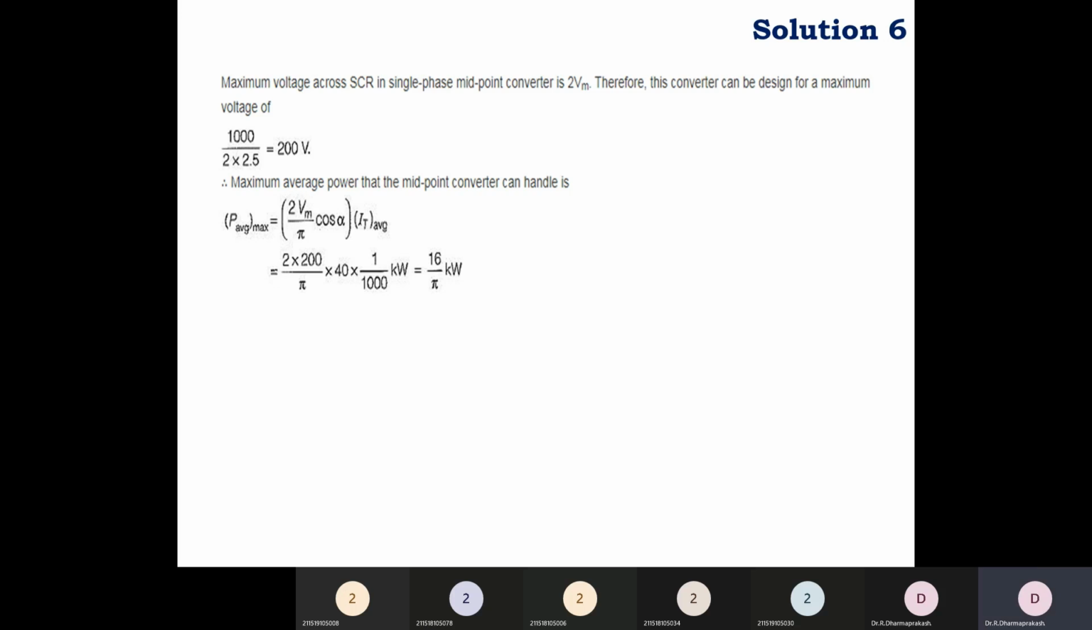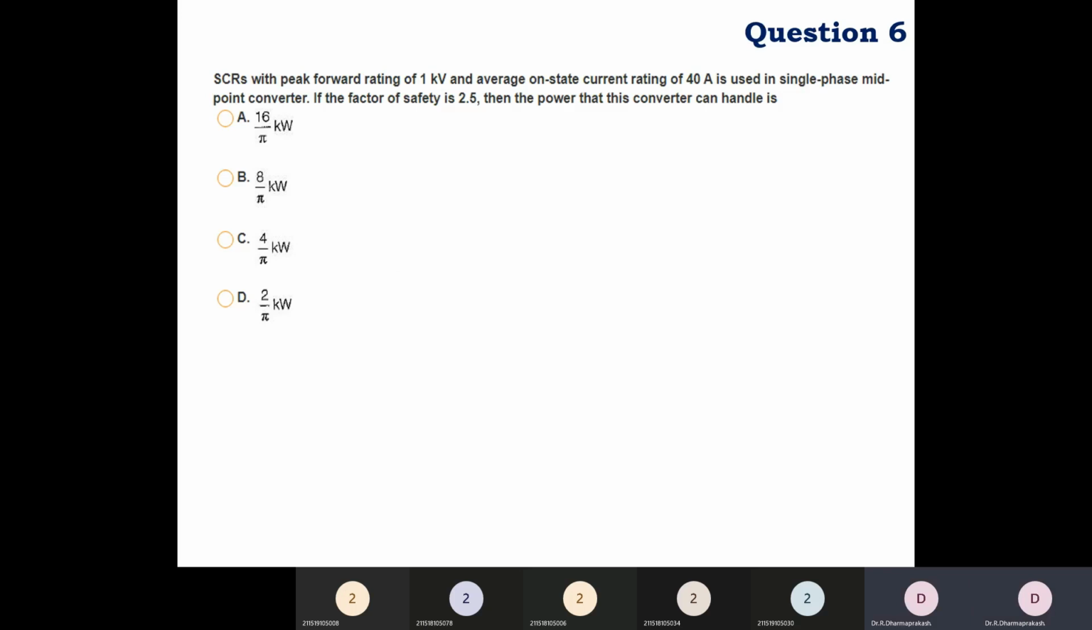For maximum, cos alpha will be equal to 1. So it is 2 into 200 divided by 5 into 40 into 1 by 1000 kilowatt. So finally, you will have 16 by 5 kilowatt. The first answer is the right one.